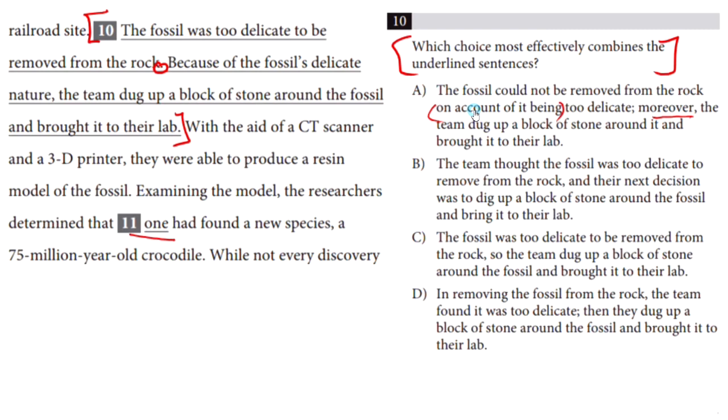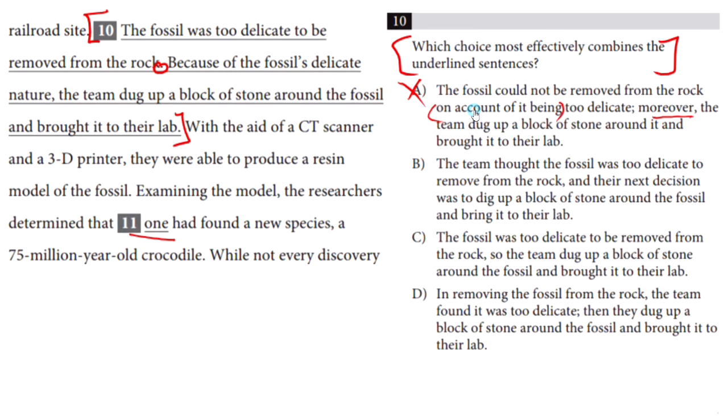Let's try D, which says in removing the fossil from the rock, comma, the team thought it was too delicate, semicolon. Then they dug up a block of stone around the fossil and brought it to their lab. Now, I think most untrained test takers, in my experience, would look at this and probably be able to tell that they don't like A very much, because now that they've read the other three, those probably sound a little bit better. Interestingly, a lot of untrained test takers would probably be drawn towards D.